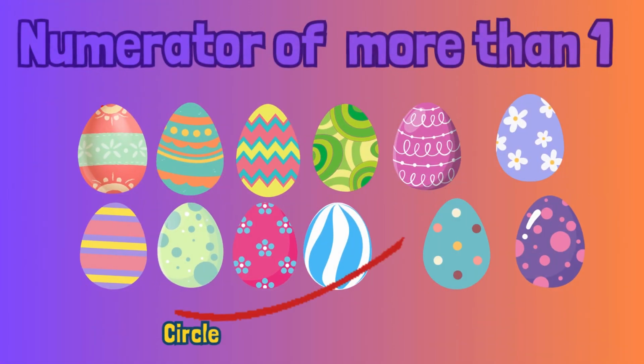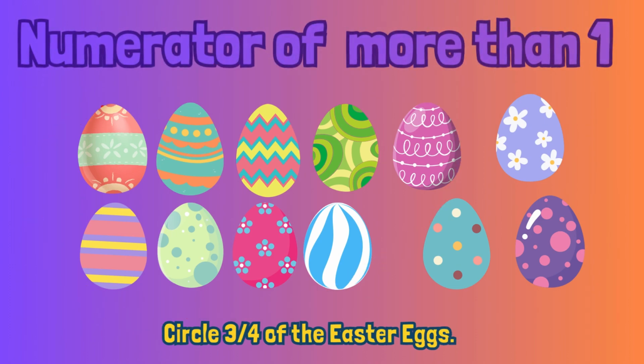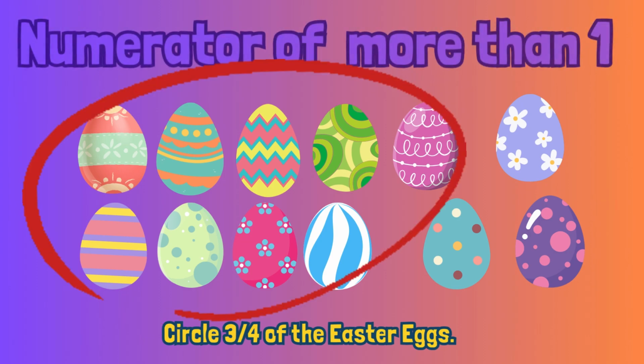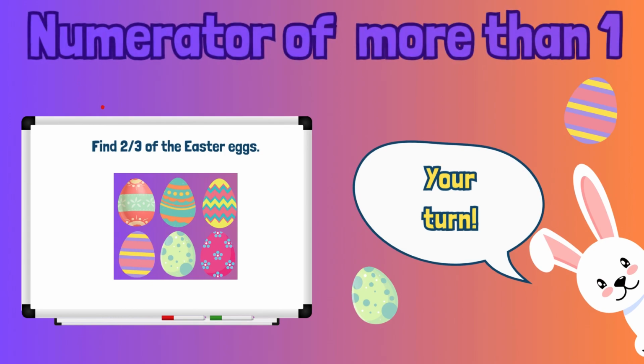Now we know that 3/4 of 12 is 9. So we can circle 9 of the Easter eggs. Now it's your turn. Can you find 2/3 of the Easter eggs? Good luck.